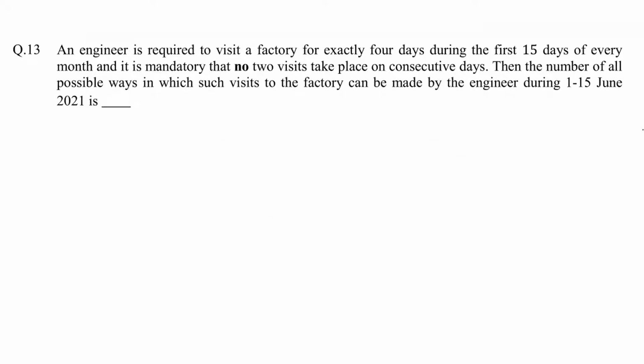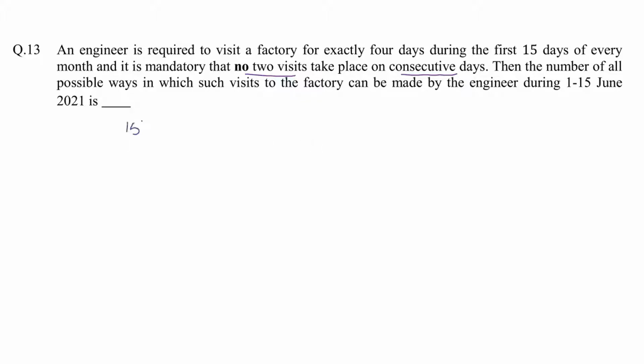So the question says an engineer is required to visit a factory 4 out of the first 15 days of every month, and no 2 visits can take place on consecutive days. So this is a very important condition here. Now we need to find the number of ways this can be done.